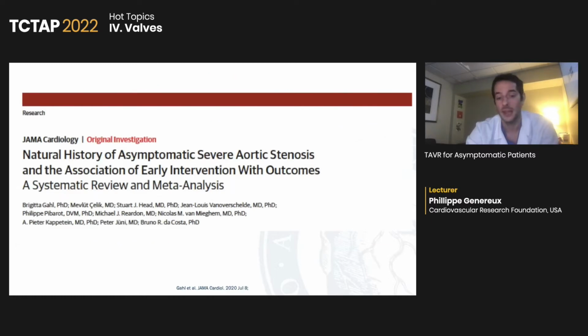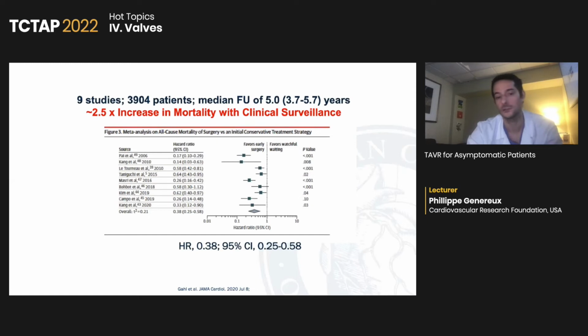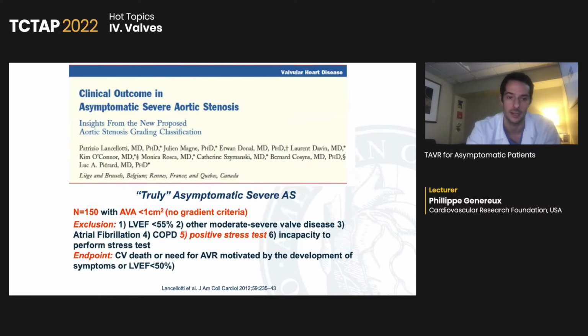And then we have an updated meta-analysis performed by another group that actually showed that clinical surveillance increased all-cause mortality by 2.5-fold when we follow those patients. Obviously, those series are really retrospective. There's a bias in why patients were treated medically and not treated more aggressively. So it's very difficult to change guidelines based on those retrospective data.